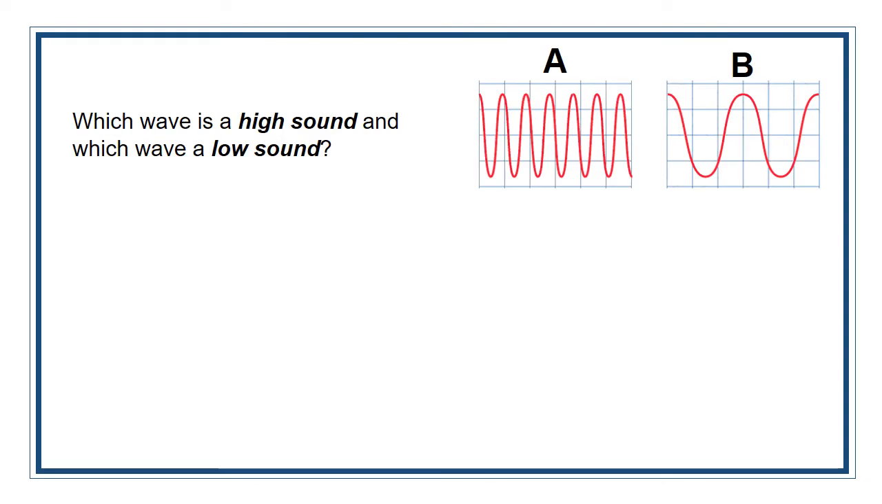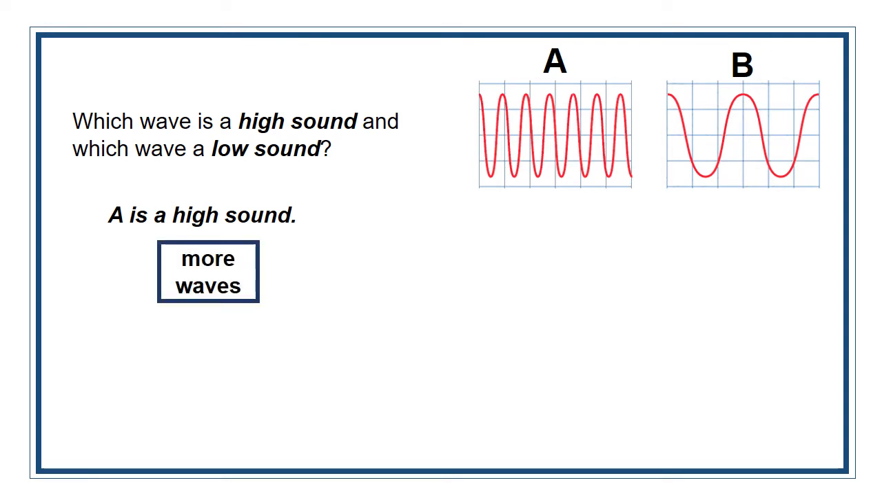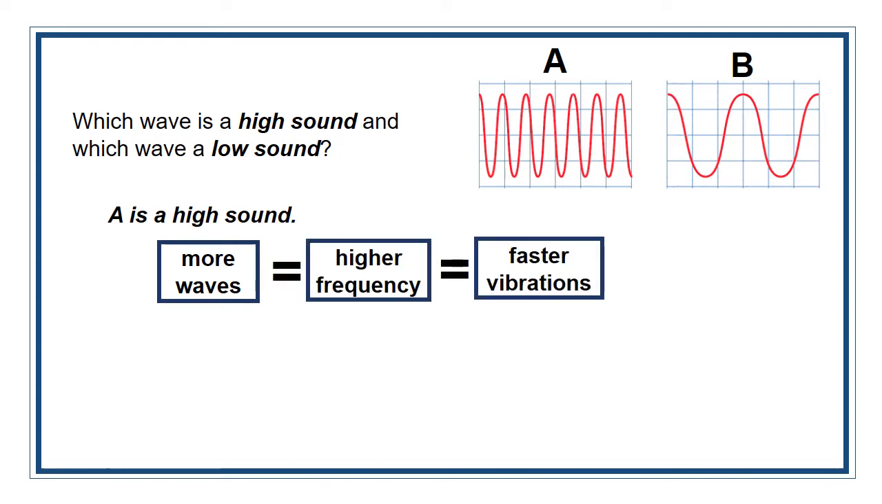Next question. Which wave is a high sound and which wave is a low sound? So we have the same sound wave, A and B. Now, A is a high sound. How did we know that? Because it has more waves. That means it has higher frequency. That means it will have faster vibrations. So it will be a high sound.